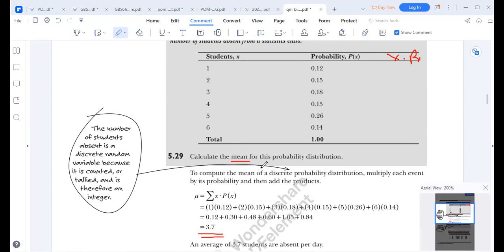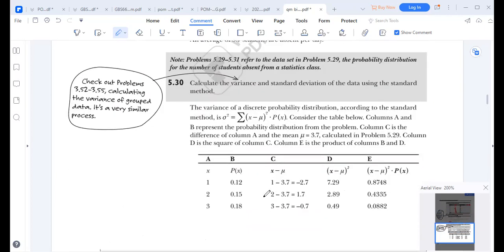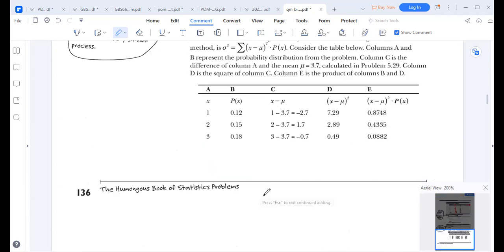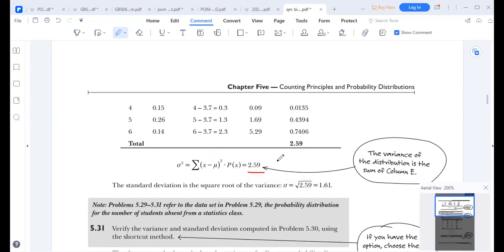Then how do we find the variance? We square the values of X: 1 squared, 1, 4, 9, 16, 25, and 36. Then you multiply this by that, this by that, this by that. The total is not the variance, but when you subtract the mean squared. So to find the variance, we use 2 methods. What I've told you is the easier method, which will finally give you 2.59 as your variance.